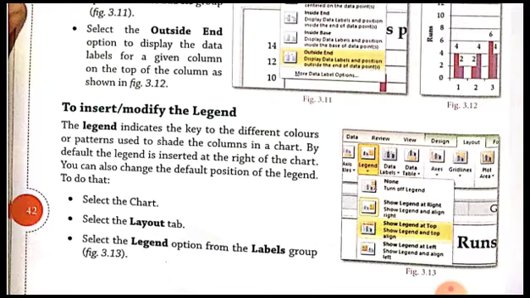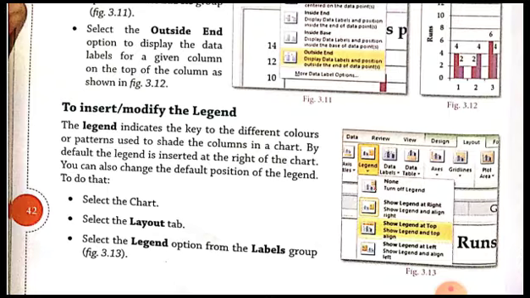Now by default the legend is inserted at the right of the chart. By default means that without choosing any option, if we just insert the legend, it will be inserted at the right of the chart. But if you want to modify this position, we can also do this by following some steps. By following some steps we can change the position of the legend with respect to the chart. How can we do so?